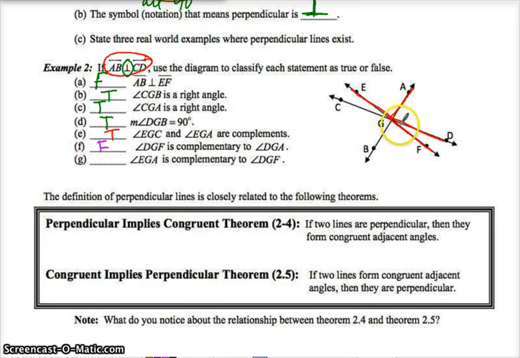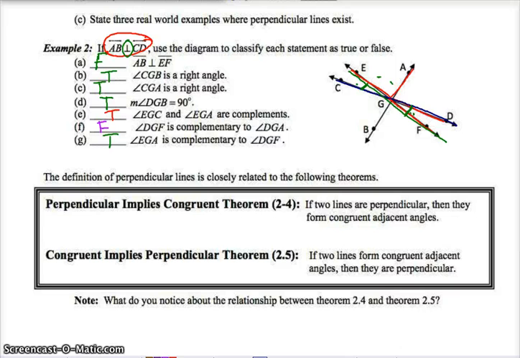These are vertical angles right here. This was a line. Let me draw those in a different color. This was a line, and this was a line. Therefore, these are congruent vertical angles. So if these two are complements, then these two must also add up to 90 degrees. So yes, that is true. Those are complementary, because of the vertical angle theorem added in there.